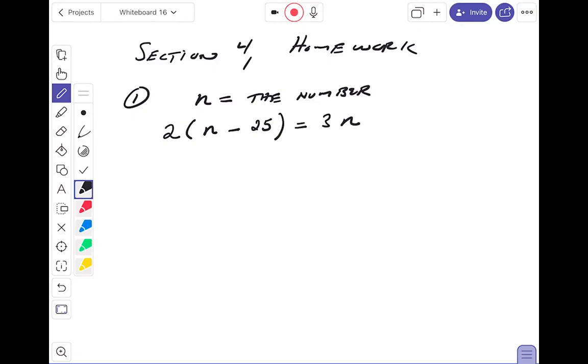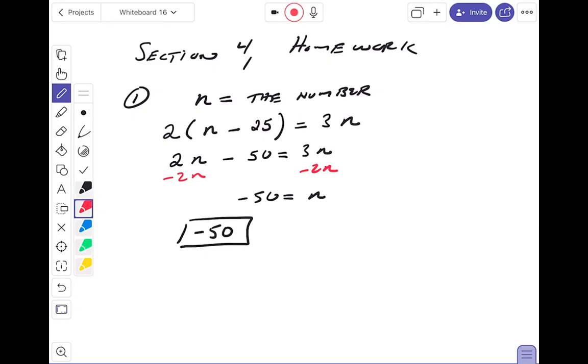I'm going to solve the equation now. It's going to be 2n, just distributive multiplication, minus 2 times 25 is 50, right? Equals 3n. I'm going to subtract 2n from both sides. And what do you get? Minus 50 equals n. So I know what the number is now. What's the number? The number is minus 50. Let's go to the answer key and see how we've done. What does it say? The final answer is the number is minus 50. I feel good about that.